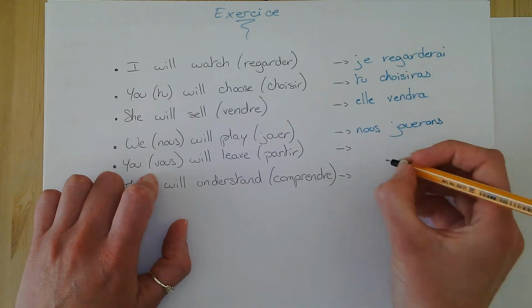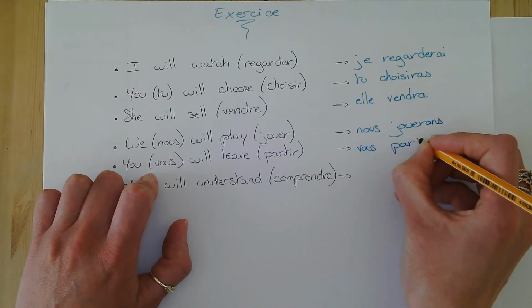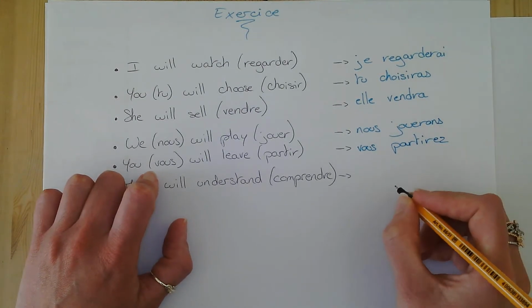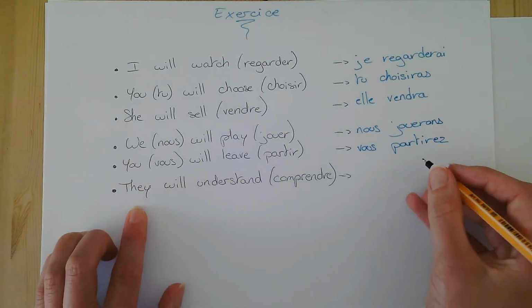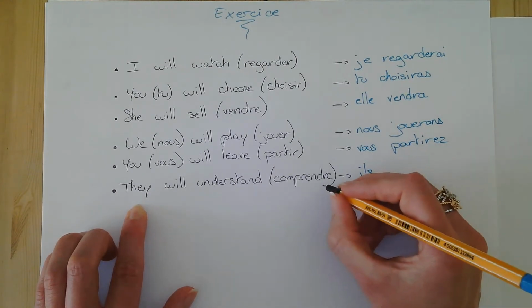Next one, you will leave. Vous. It's an IR verb, so I keep my whole infinitive. Ending EZ, vous partirez. And the last one, il or elle, I don't care which one you used.